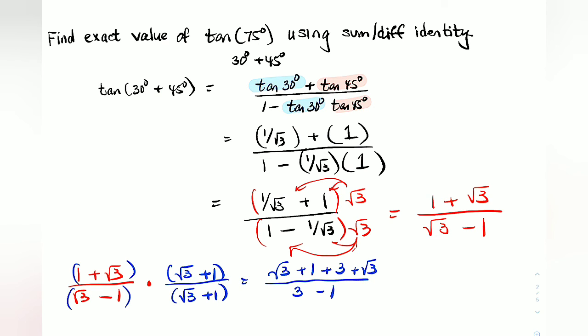Well, isn't that nice? So this looks like 2 root 3 plus 4 all over 2. Oh, look at that. Each term divides 2 out real nicely, so we have root 3 plus 2. And that is the exact value of tangent of 75 degrees. Not terrible, but again, more complicated than we like if we have to ever memorize it. So of course, this is not one of those angles that we memorize.